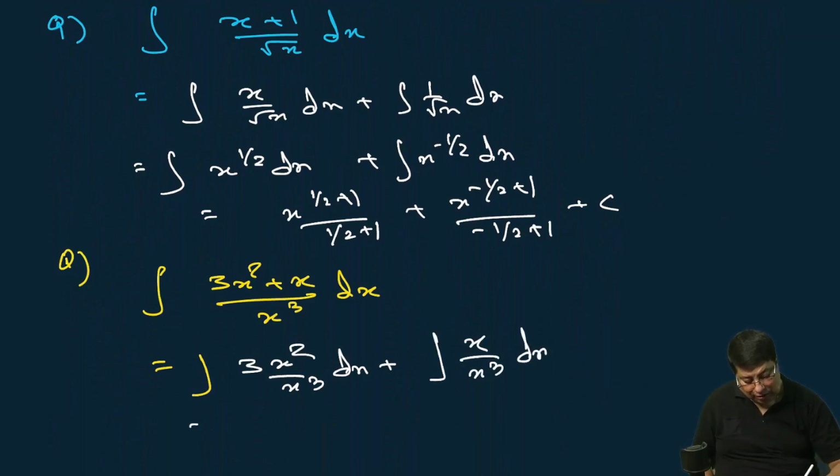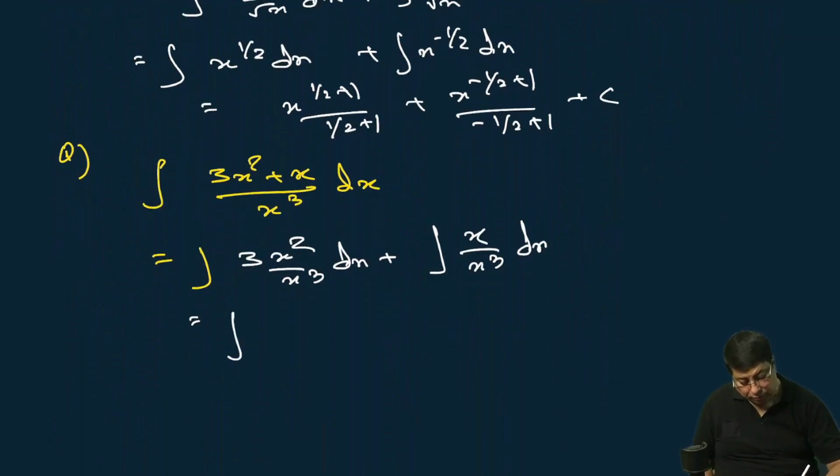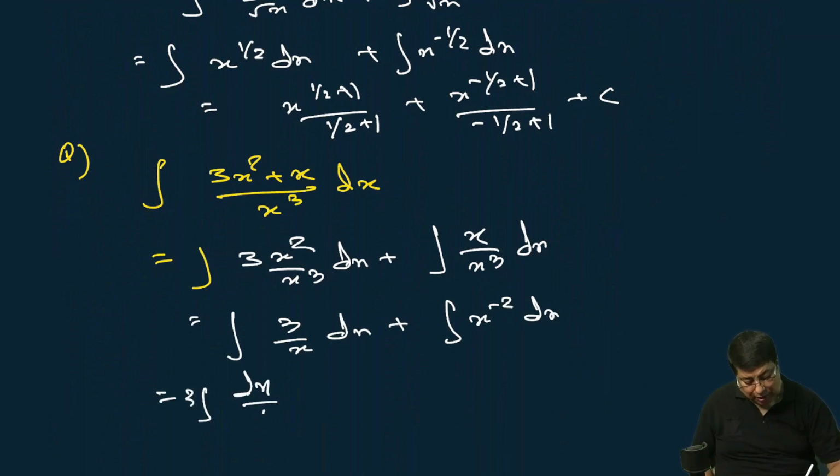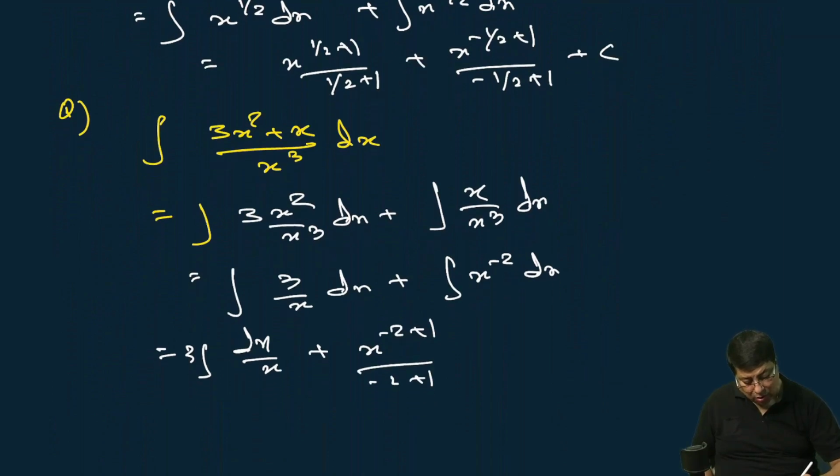Now we can write this as 3 by x dx plus x to the power minus 2 dx. So everyone, 3 is a constant number, so it comes outside, and we get 3 times dx by x, plus x to the power minus 2 plus 1 by minus 2 plus 1. Now dx by x is log x.